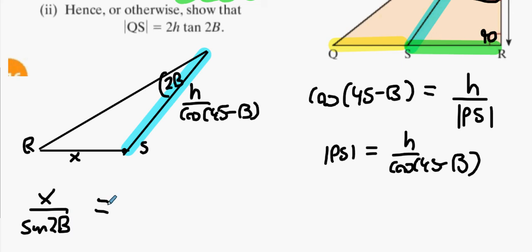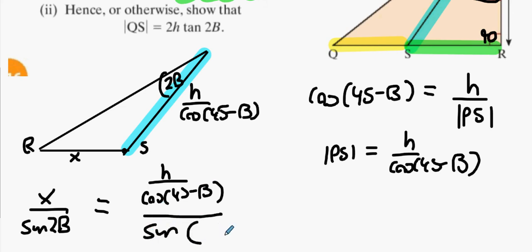One side divided by sine of the angle opposite. And what's the other piece of information I have? H over cos 45 minus B divided by sine blank. I don't know what that angle is, do I? So would you agree that my next attack should be to find out what that angle is somehow? Is that alright with you guys? Now here's what we're going to do.